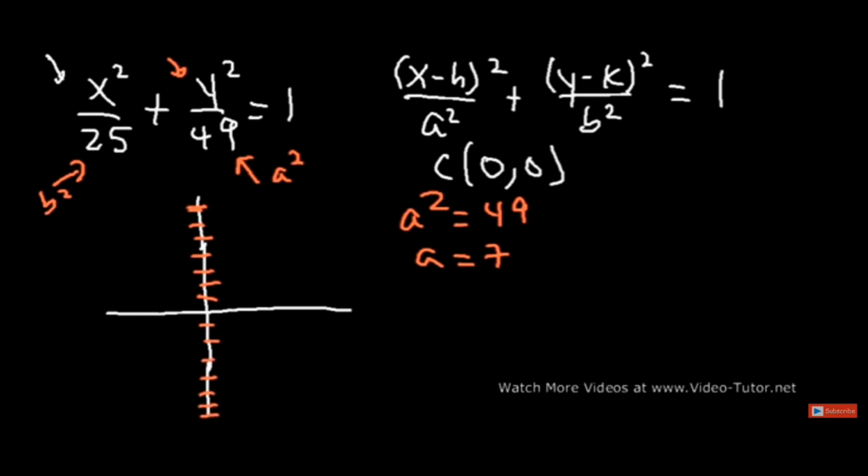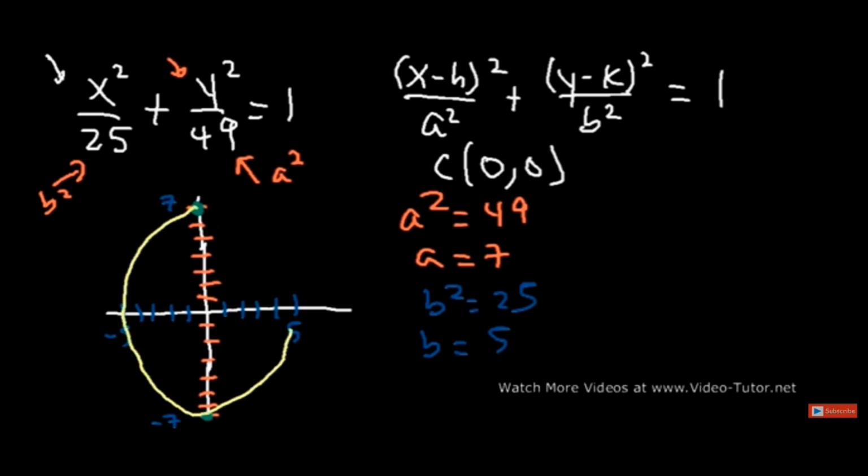The way we plot is very similar to a circle, but there is no single radius, and a and b are different. If a and b were the same, then it would be a circle. Now, b squared is 25, so if you take the square root of 25, that's 5. And b is under x, so we need to go 5 units to the right and 5 units to the left. And then we just connect those points. So that's how you can graph an ellipse.